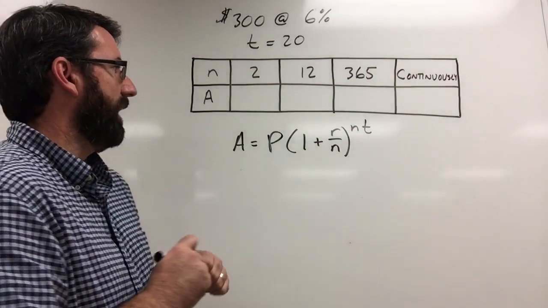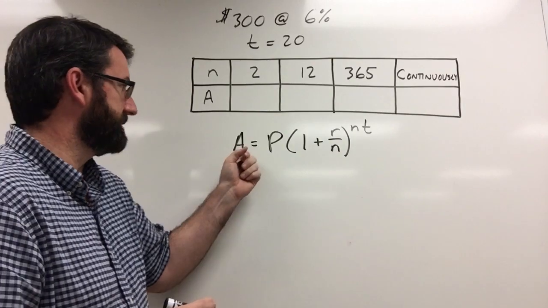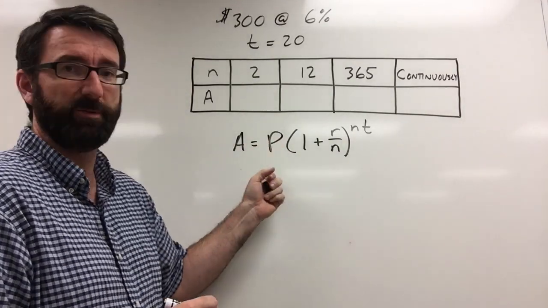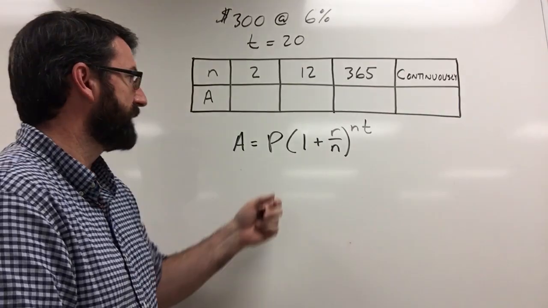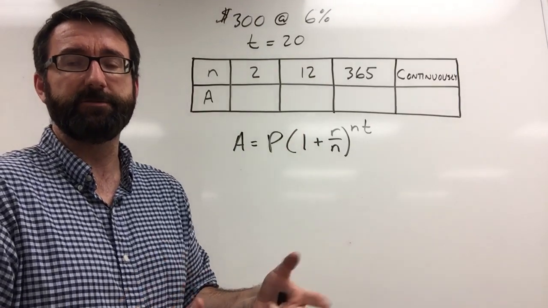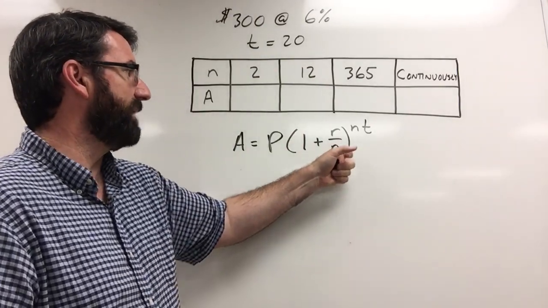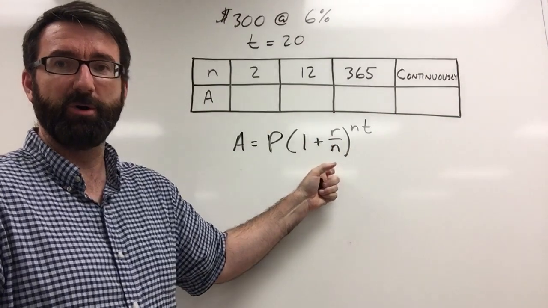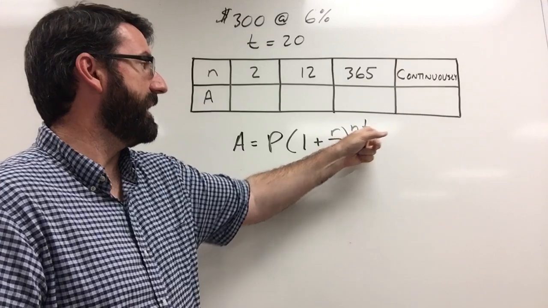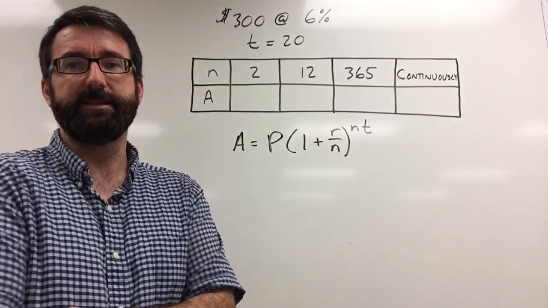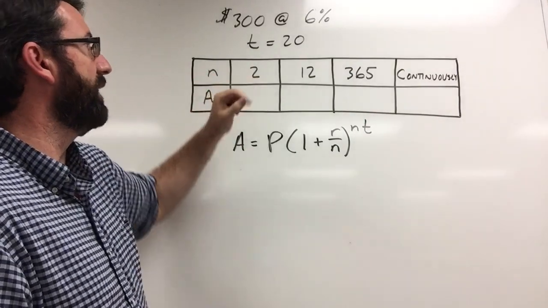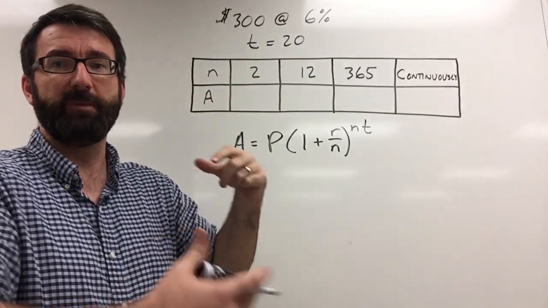All right, so our compound interest formula is this. The amount in the account at the end is going to be equal to the principal amount, the amount we put in at the beginning, times 1 plus the annual interest rate as a decimal, divided by the number of times per year the interest is compounded, to the n times t, where t is the time in years.